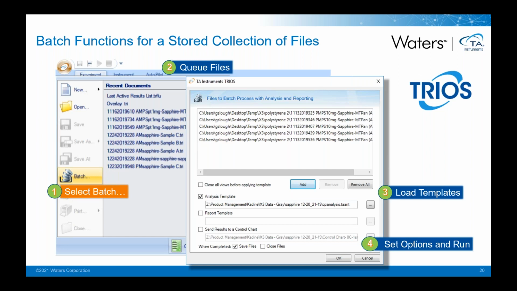So if we have historically collected a number of data sets and we now want to start doing some control charting, we can select a group of data files and apply the same analysis to those data files, as well as create reports and send results to control charts, all in a single action item. That helps ease the burden a little bit on the fact that you are now collecting data faster, because just because the instrument can do it doesn't mean that our job is done.